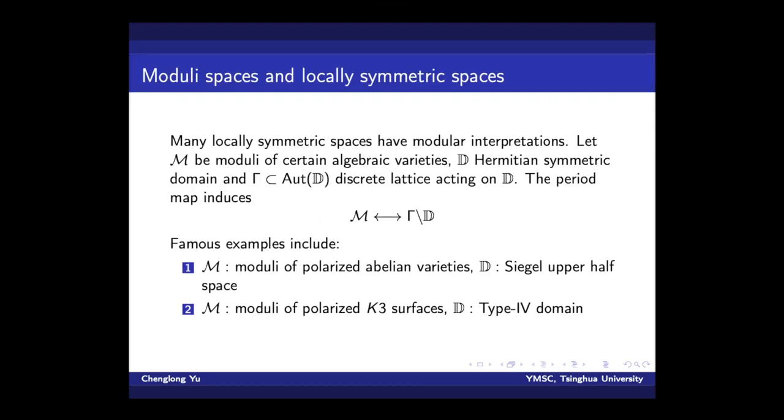So let me start. There are many locally symmetric spaces which have modular interpretations, and it's important to find those modular interpretations. The basic setting is that M is the moduli of certain algebraic varieties, and D is a Hermitian symmetric domain together with a discrete lattice acting on it. Usually we will have some period map connecting this moduli space to this discrete quotient of the Hermitian symmetric space.